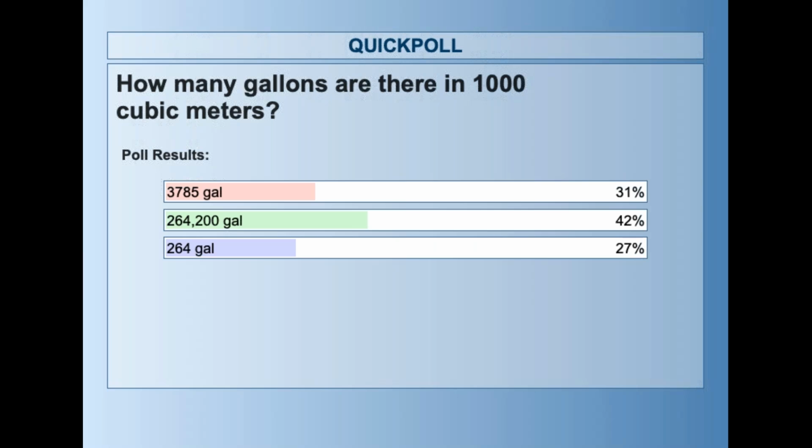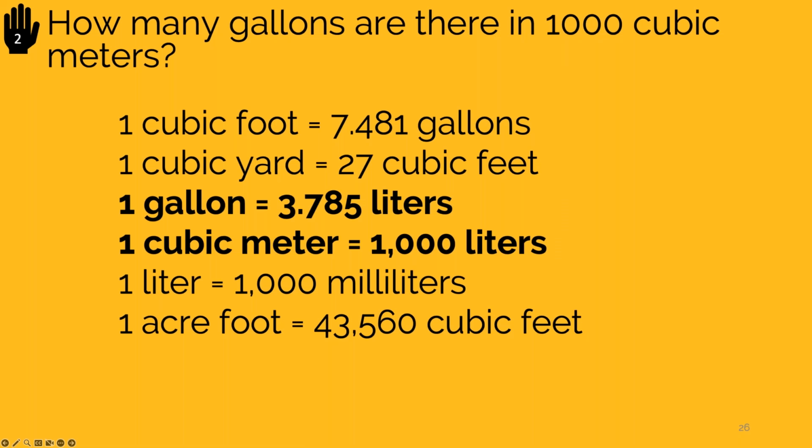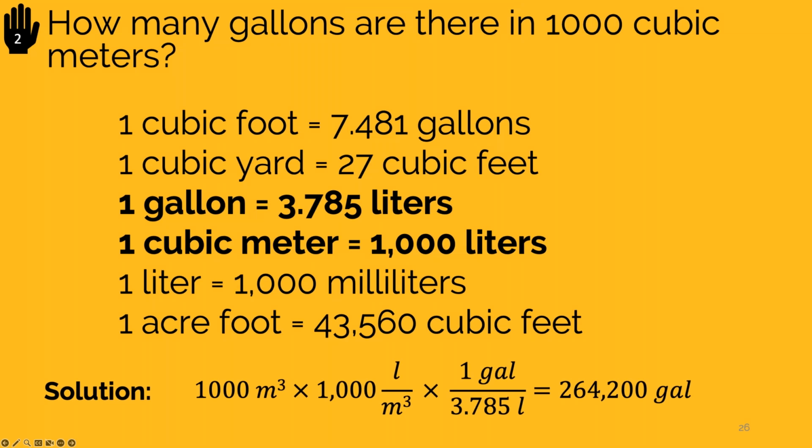All right, so this again is one of those areas where understanding the linear conversions in your head can really come in handy. So here's the math for this. So we've got 1 cubic meter. Right here we know that a cubic meter is 1,000 liters. So that's the first part of our equation. So 1,000 liters per cubic meter.